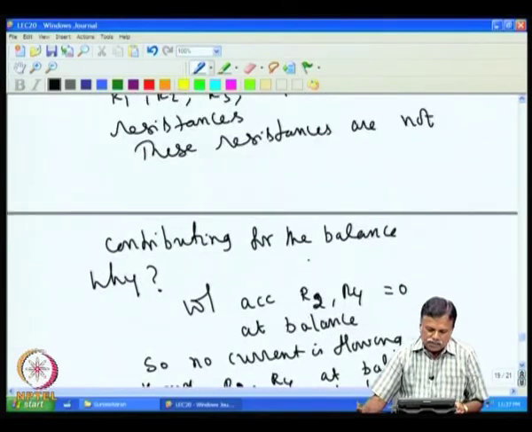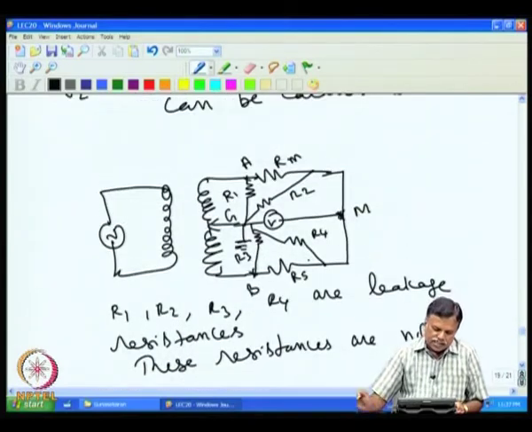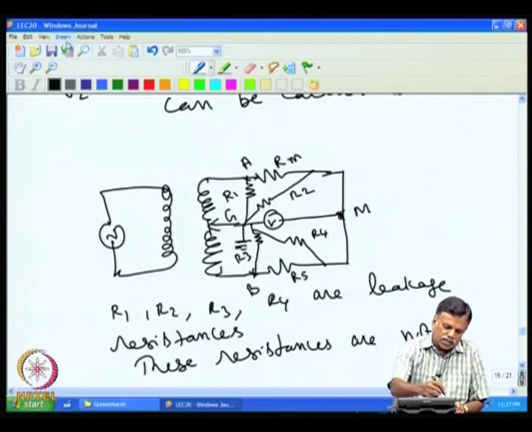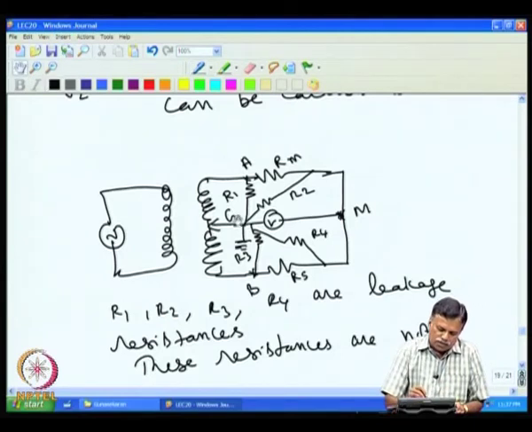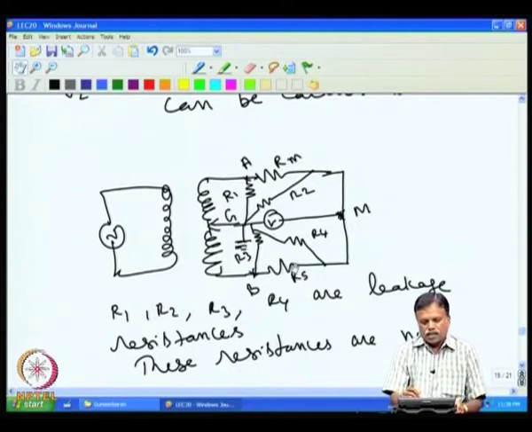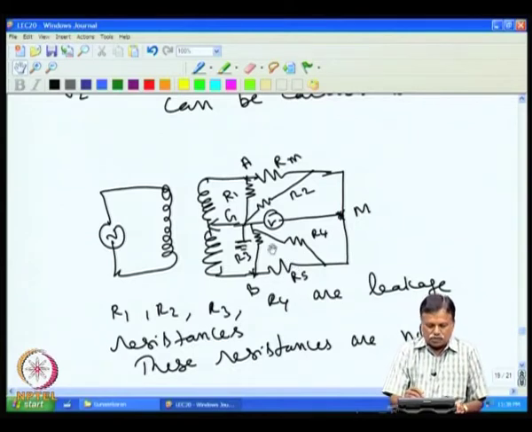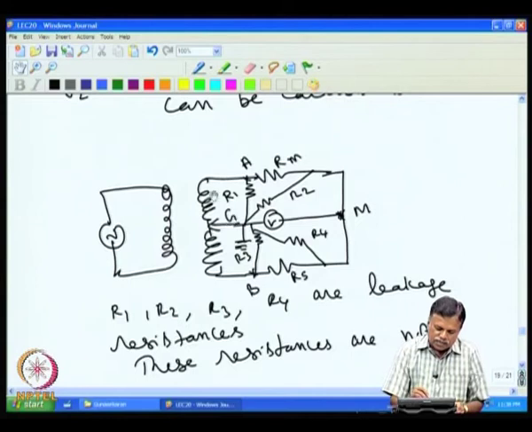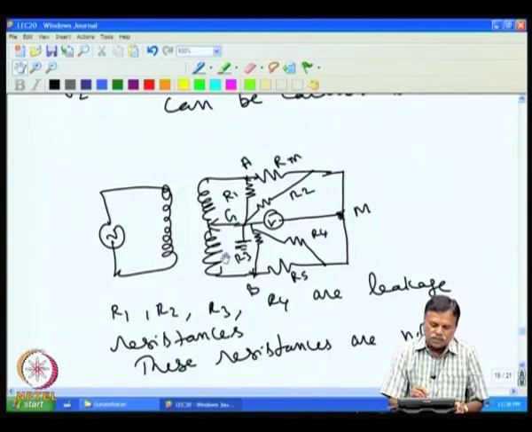Now, the only problem is how to balance the bridge. Somebody has to manually balance it, and only then is it possible to find the ratio of V1 and V2. Essentially you have to balance this and measure the voltage V1 here and V2 here. V1 by V2 will give you Rm by Rs. One can manually balance, but then one has to measure this voltage and this voltage.